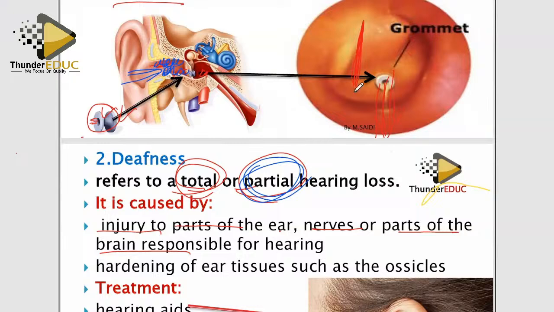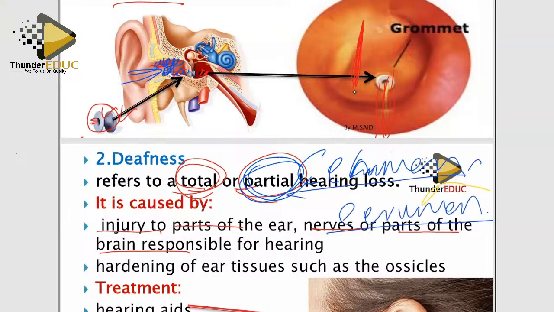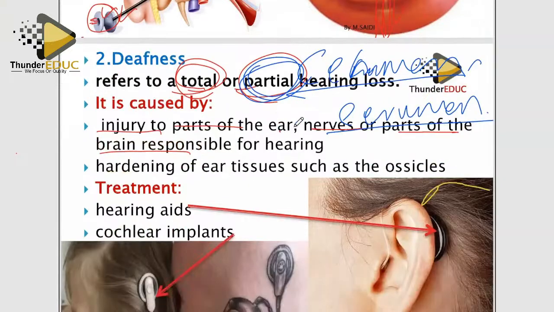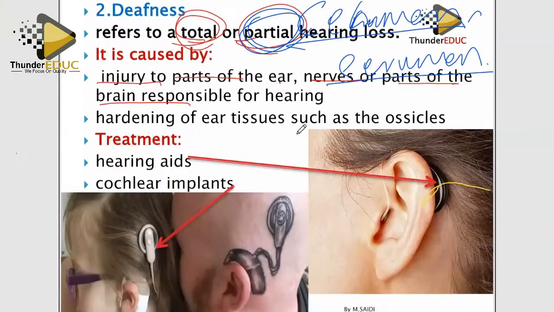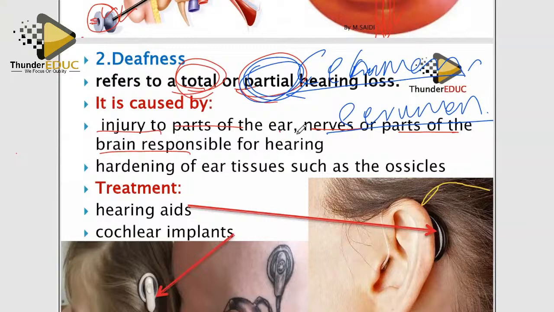Sometimes this wax, in science, we call it cerumen. I don't know whether you can see it. Yes, it's cerumen. Sometimes we call it like that. When you see it, just know that that is the earwax.